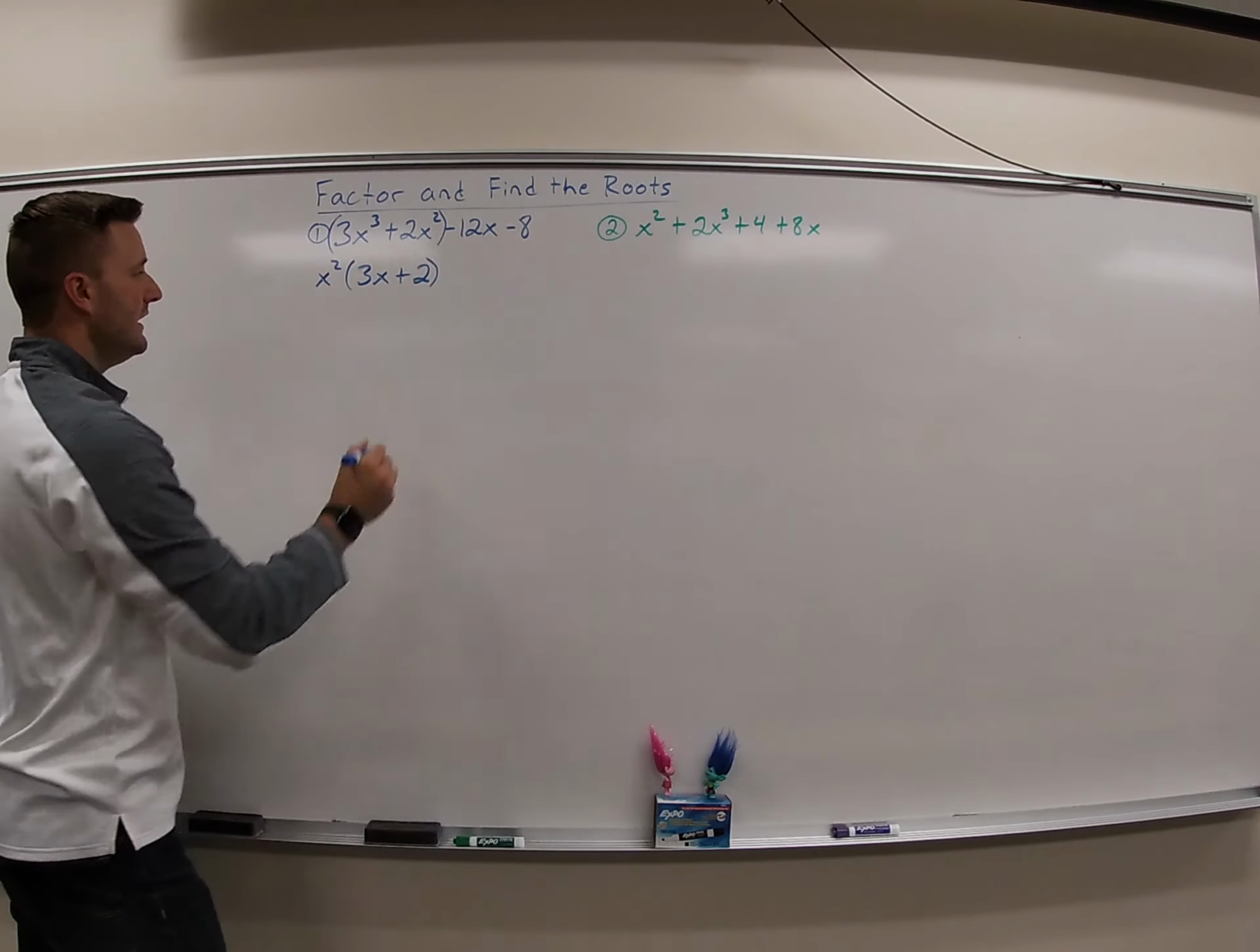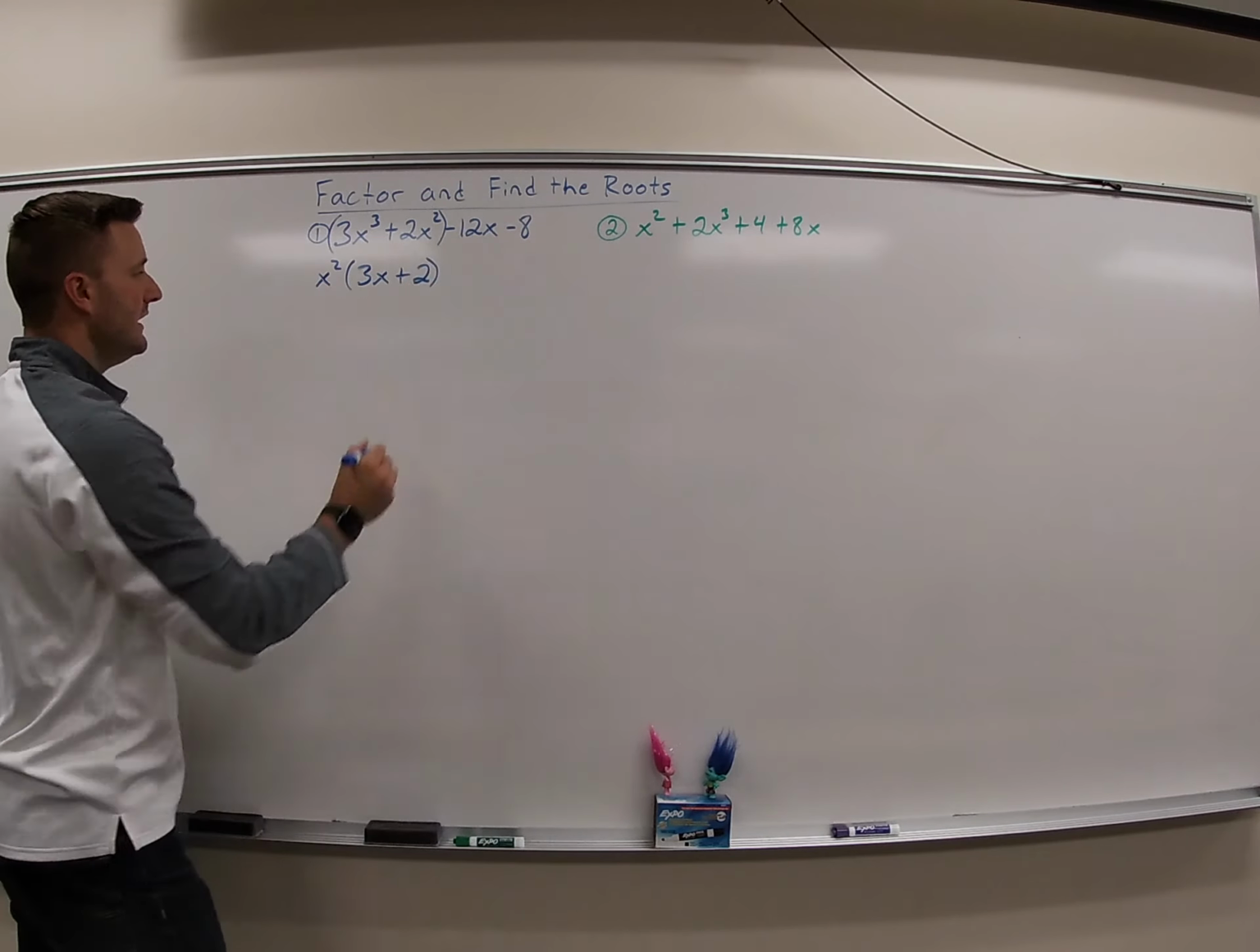Just to quickly check to make sure that we did this right, if I distribute this in my head, x squared times 3x should give me back 3x to the third. X squared times 2 should give me back 2x squared. And notice, other than 1, there's no other common factor they can have. So we did this first part correctly.